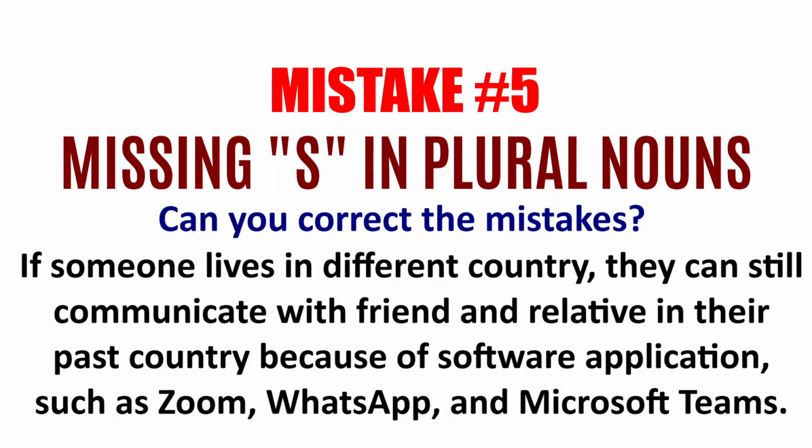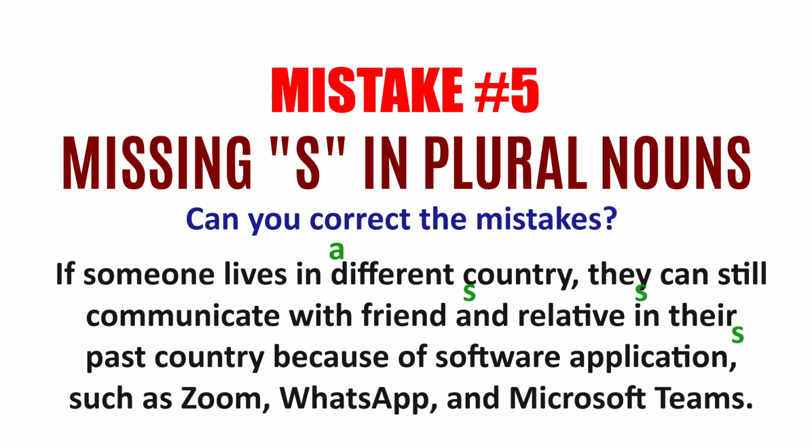Okay, so now we're going to take a minute to find the missing S and a or an in the following sentences. All right, so now we're going to take a look at the following sentence and we're going to correct the mistakes. It could be a missing a, an, or S. Here's the answer. If someone lives in a different country, they can still communicate with friends, so S, and relatives, S, in their past country because of software applications, S. So you can see this had quite a few mistakes.